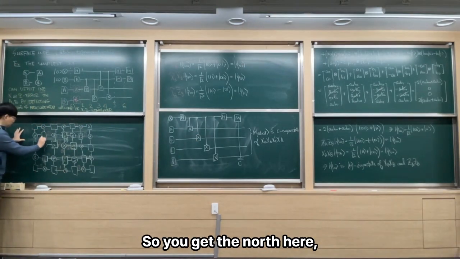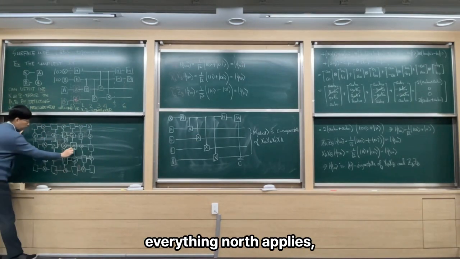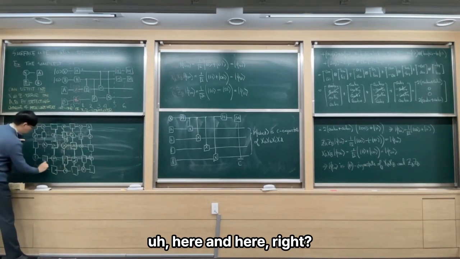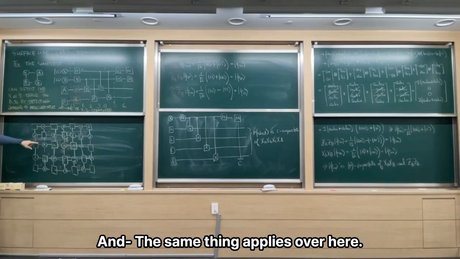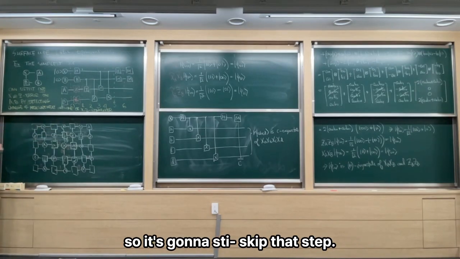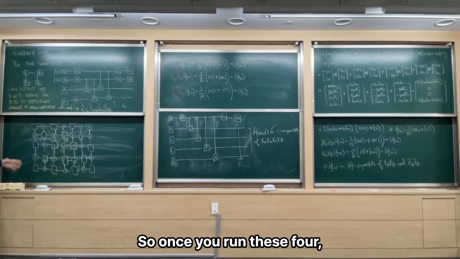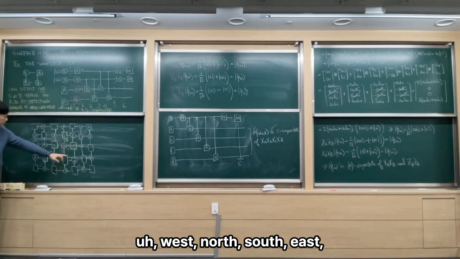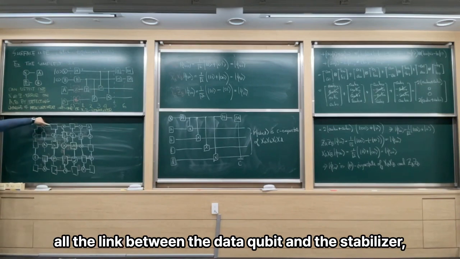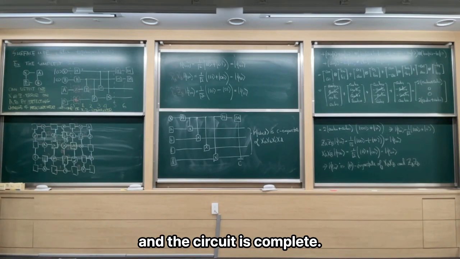So you get the north here, everything north applies here and here, right? And the same thing applies. So here, this one has no north data qubit, so it's going to skip that step. So once you run this for west, north, south, east, then you use all the links between the data qubit and the stabilizer, and the circuit is complete.